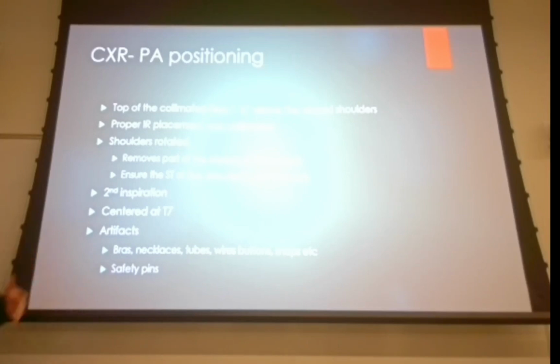So where is T7? Inferior border of the scapula. You can take a look. If the patient's got a gown on, you can open it up a little bit and get an idea as to where that is.